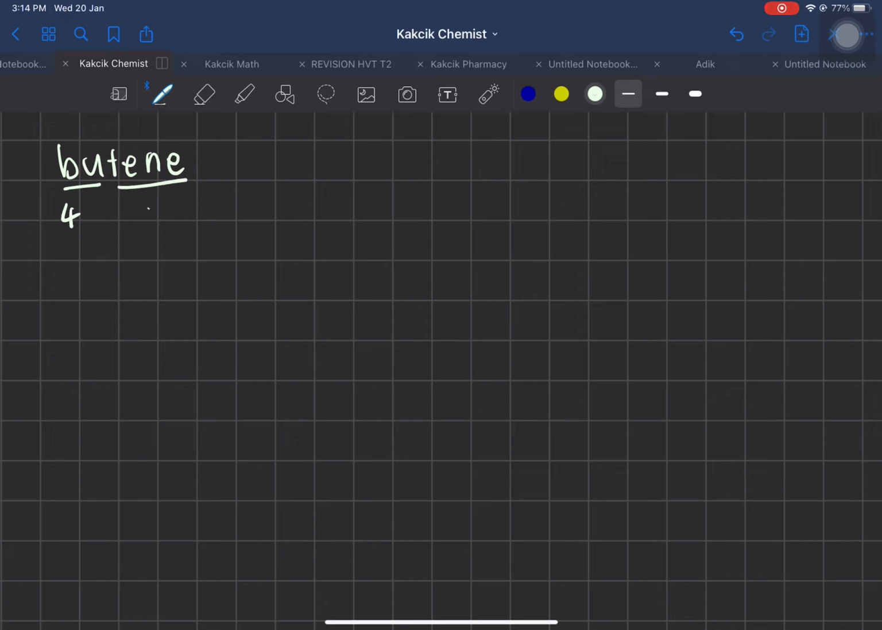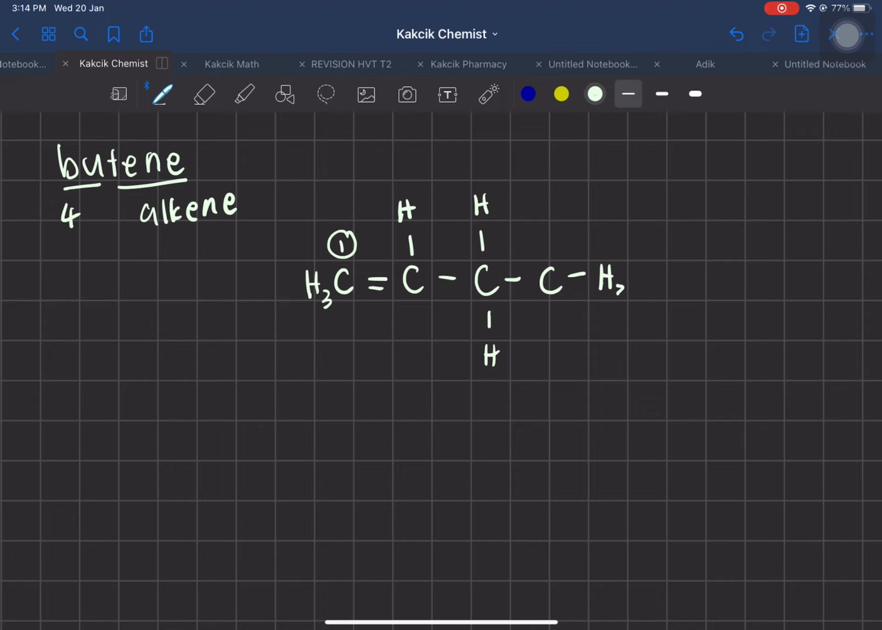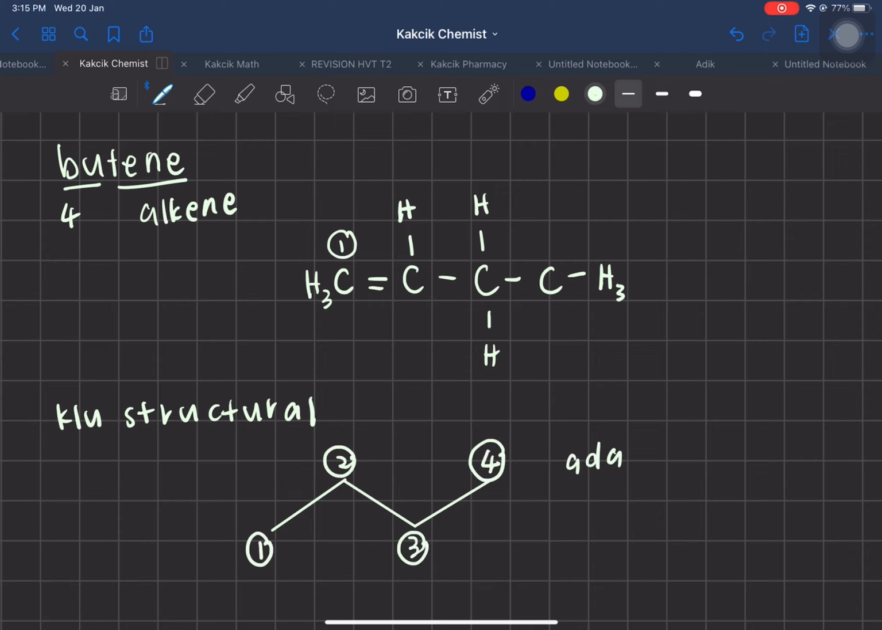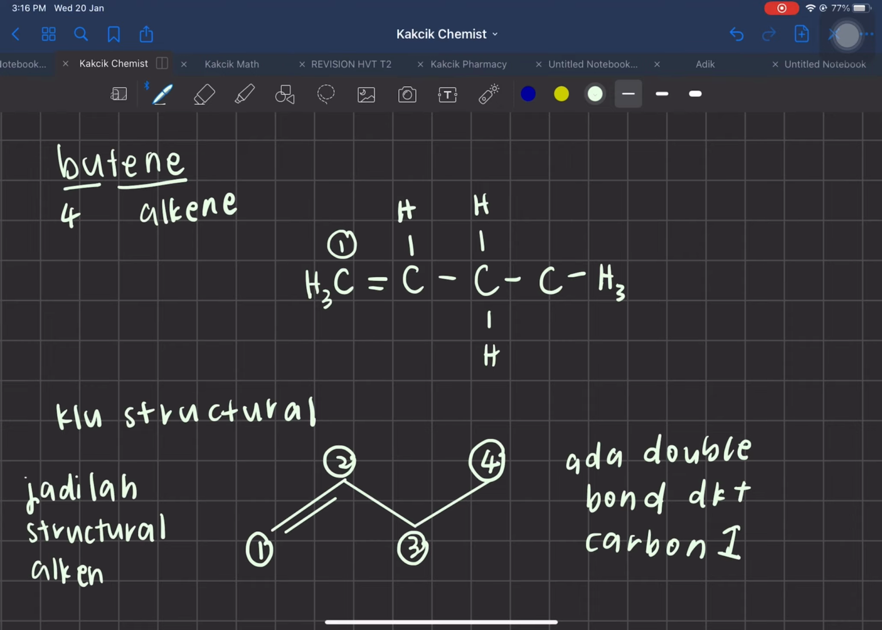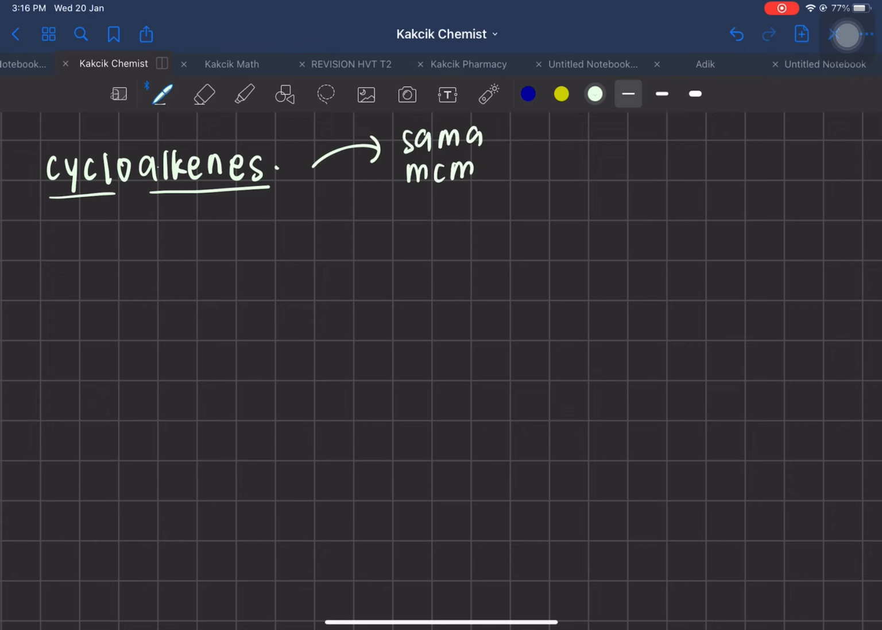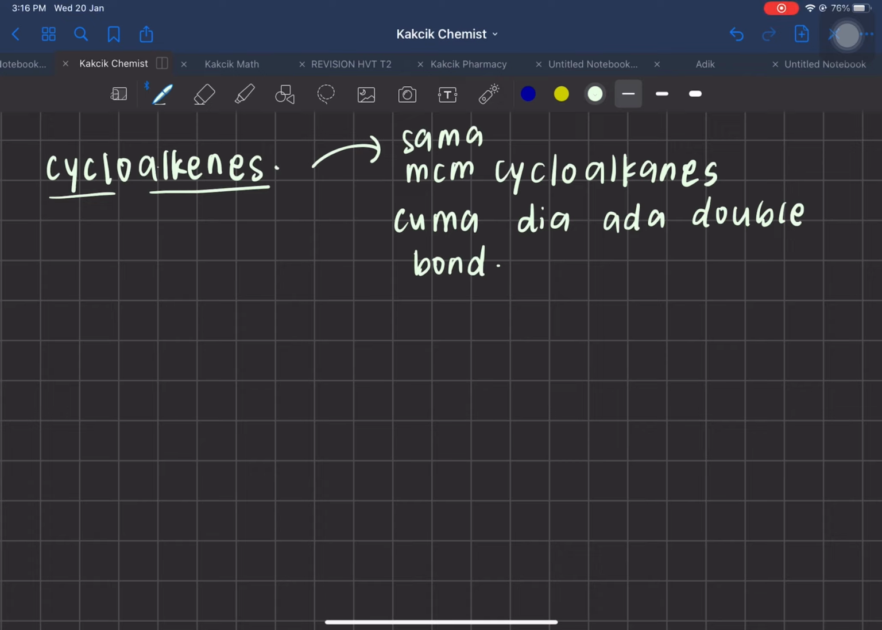Okay, so butene is 4 carbon alkene. Jadi kalau kita buat structural formula, double bond tu akan letak dekat number 1. Okay, kalau skeletal formula pula, kita ada macam ni je. Kita akan buat segi tu, and double bond dia akan letak dekat number 1, di antara number 1 dengan number 2. Okay, cycloalkenes pula macam cycloalkane juga, tapi dia adalah alkene. So dia ada double bond.